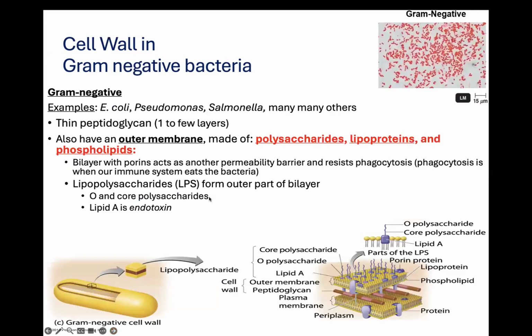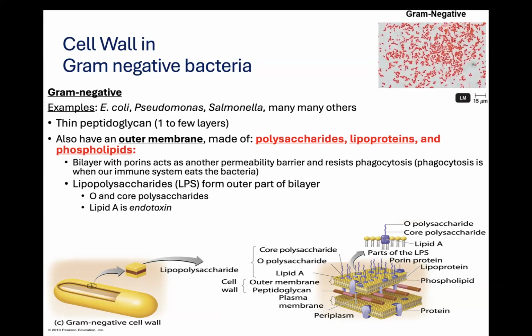Next, we have gram-negative bacteria. Gram-negative bacteria are things like E. coli or Pseudomonas aeruginosa, which causes bad lung infections. Salmonella causes food poisoning, and many, many others. They have a more complex cell wall. Their cell wall is made up of a thin peptidoglycan, like one layer usually, and they also have an outer membrane. And the outer membrane provides an extra layer of protection, making gram-negative bacteria more resistant to antibiotics.